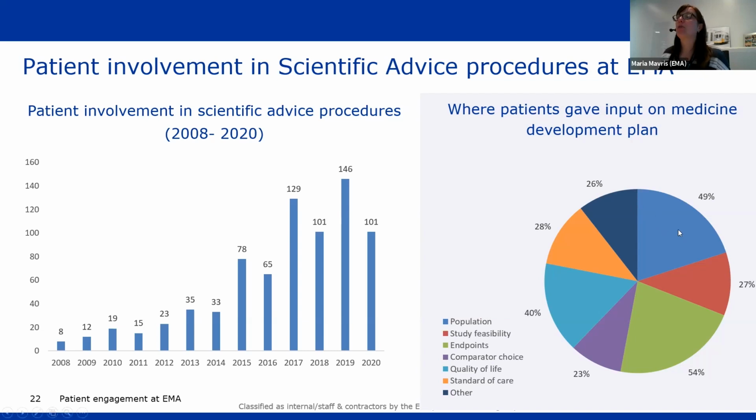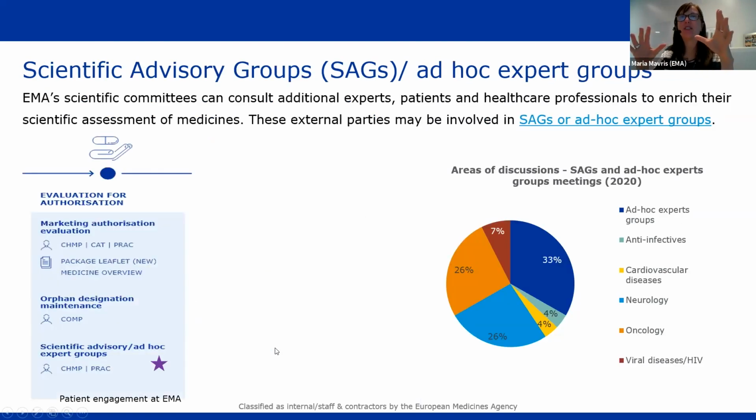Here also on the population of the patients to be included in the study, 49%. Also the quality of life. So these were the big ones, as well as the feasibility, the standard of care, and the choice of comparator. So you can see that patients are really commenting on all these very important and relevant aspects of the development plan. So that's really at the stage of the early dialogue.